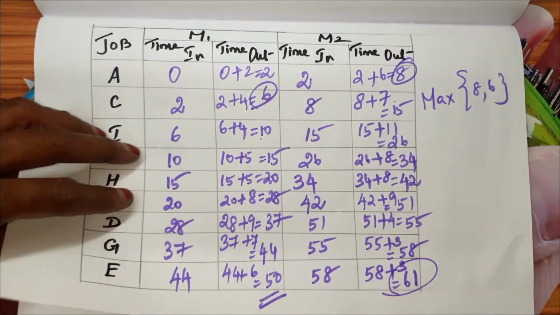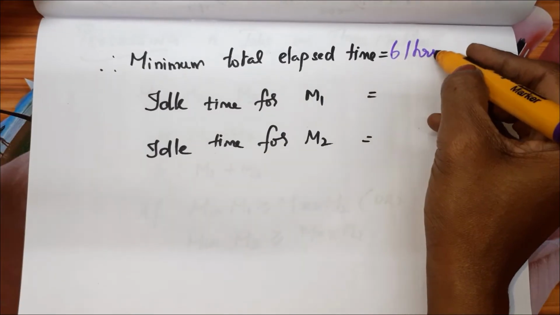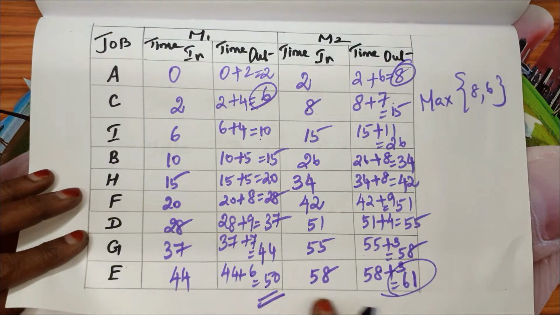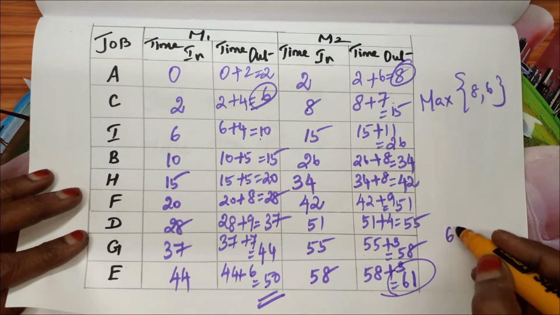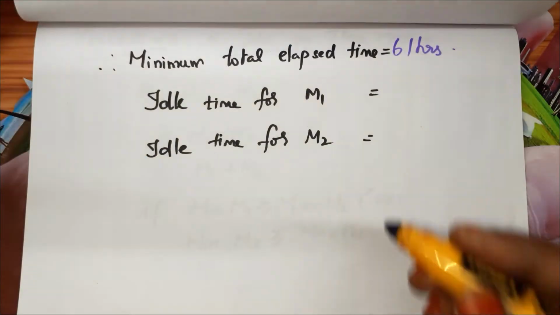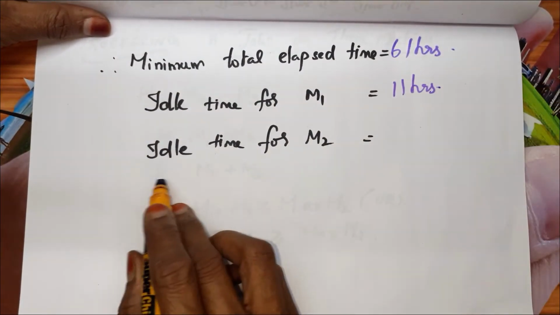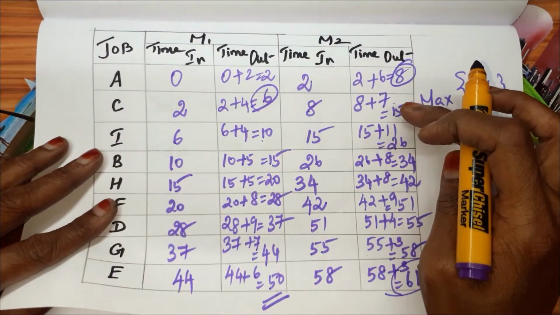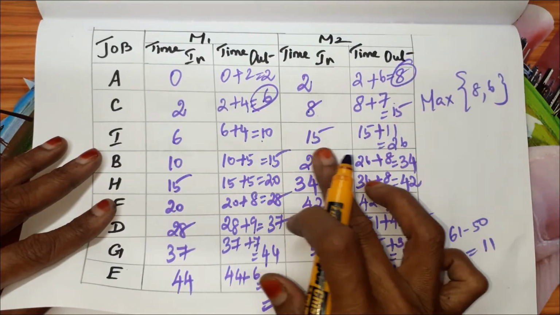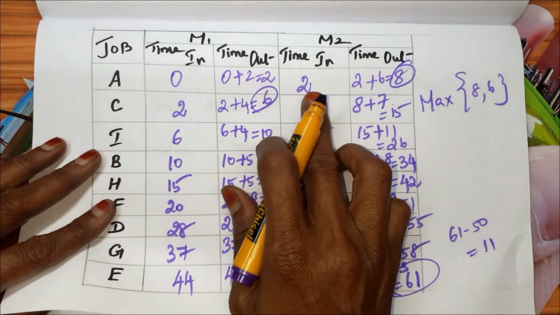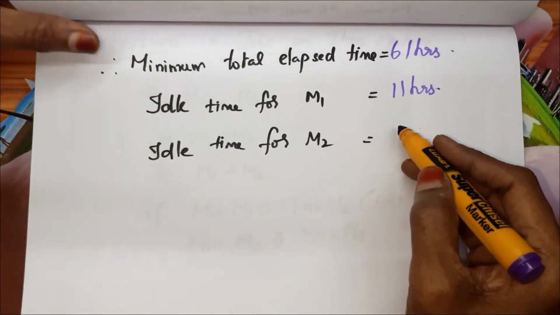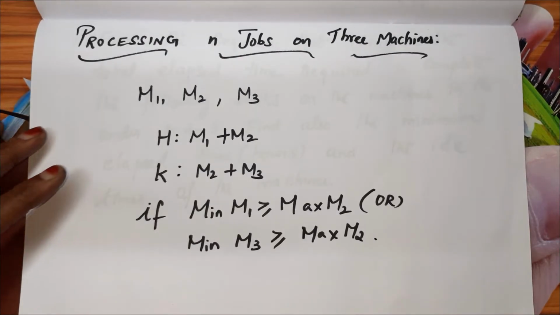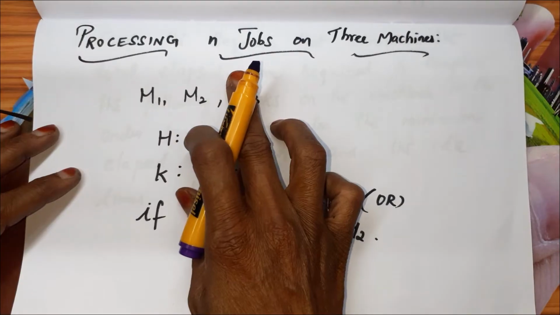This is the total elapsed time, 61 hours. And idle time for machine 1 is, it is continuously working from 0 to 50. Up to 61 it is idle. So 61 minus 50, 11 hours it is not working. For machine 2, it is continuously working: 8 then 8 starts 15, 15 starts 26. Continuously it is working, but the first 2 hours it is not working. So idle time for machine 2 is 2 hours. Is it clear?